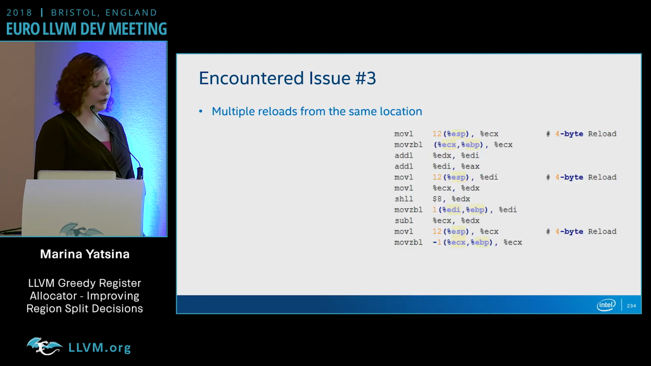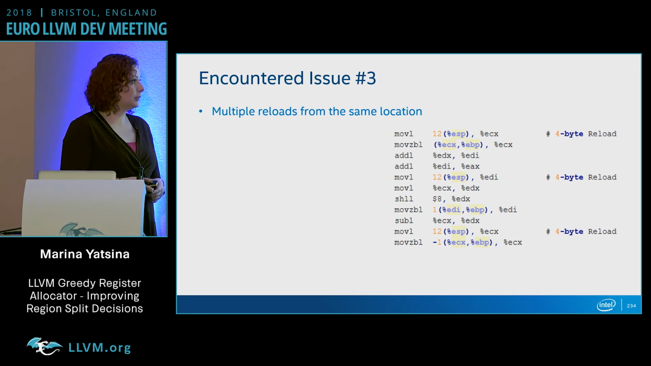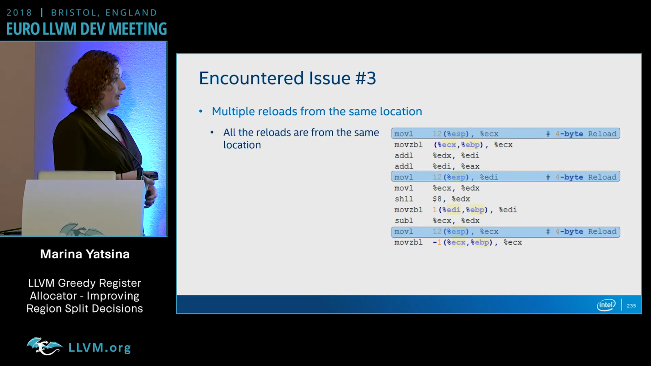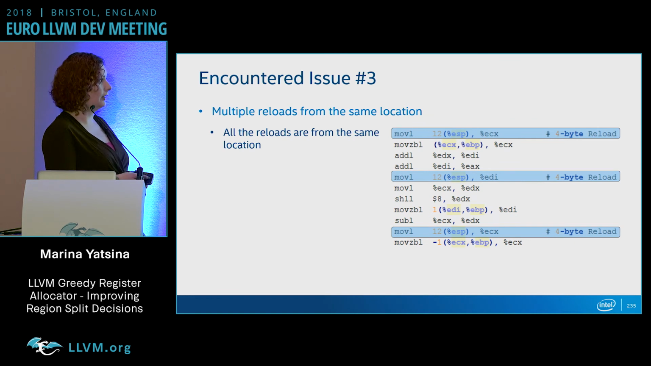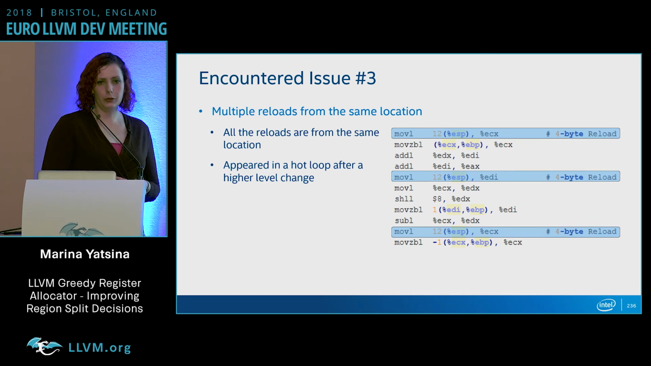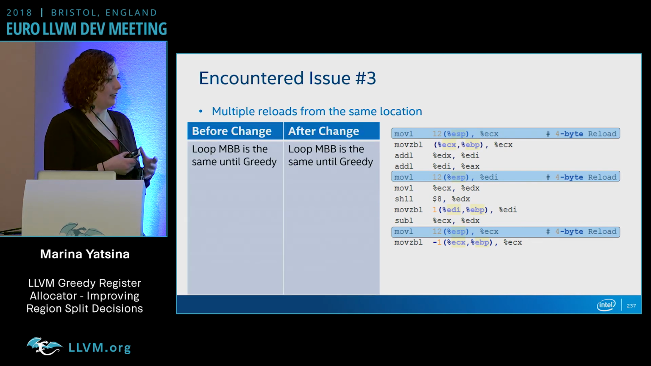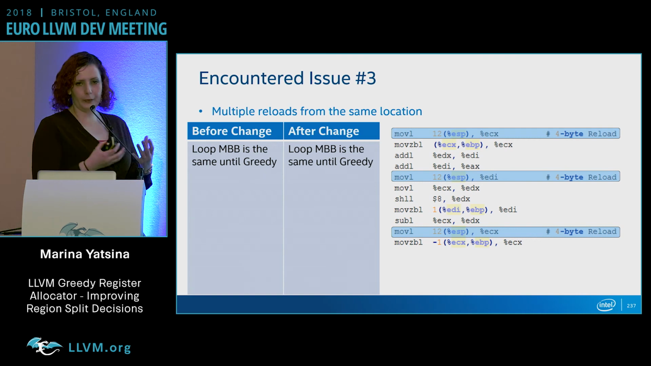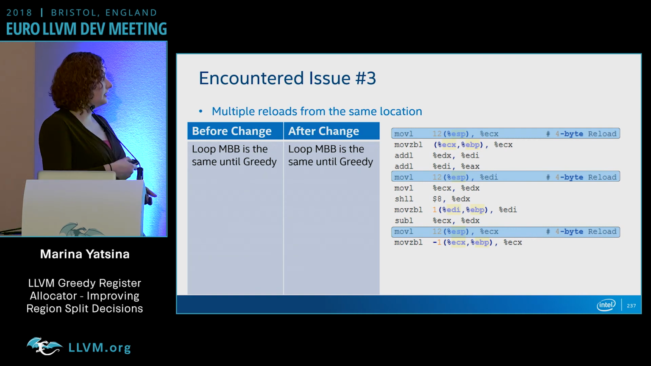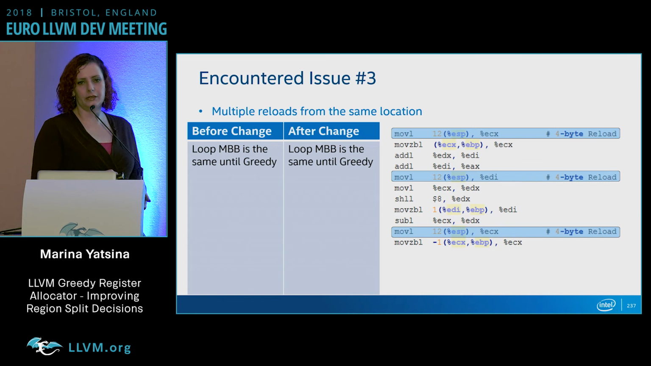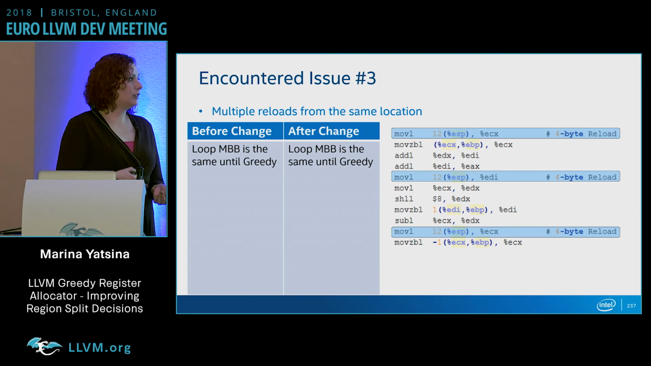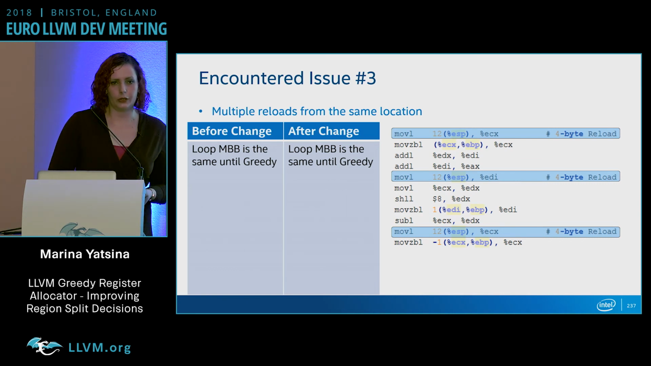Now, the third scenario is a bit different. I call it the multiple reloads. So as we see, you have here multiple reloads from the same location. And what's weird about it is that it appeared in a hot loop after some higher level change, which was a good change. It was a good optimization. So what happened, if we look at the machine function, the loop basic block is exactly the same just up until the Greedy Register Allocator. And the Greedy Register Allocator was the one to introduce this reload code.